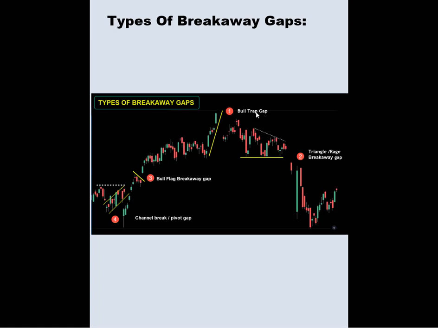So a trap gap can be a bull trap gap and a bear trap gap. Bull trap gap, as the name says, traps the bulls, right? So here what happens, you will find a bull trap gap when there is a channel or when the market is trending upside. Here you can see the market is trending upside. We can draw a channel also over here. It can be like this, a very narrow channel.